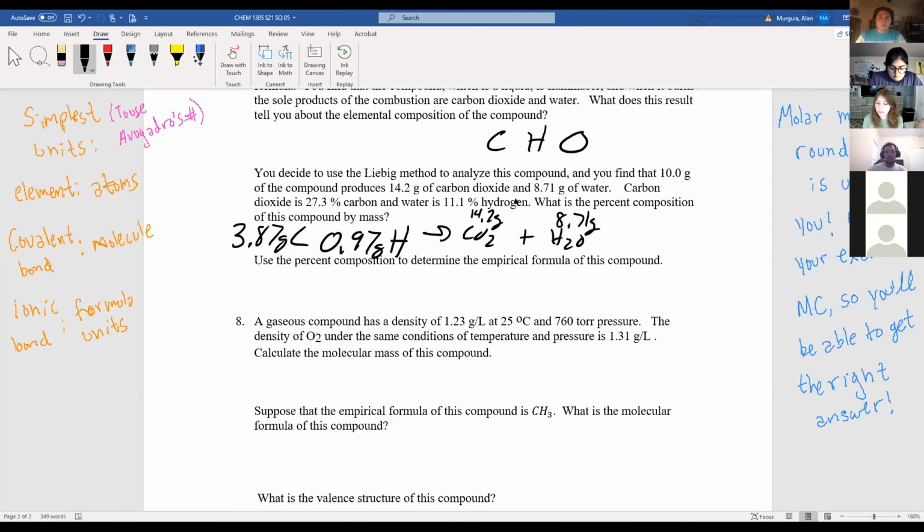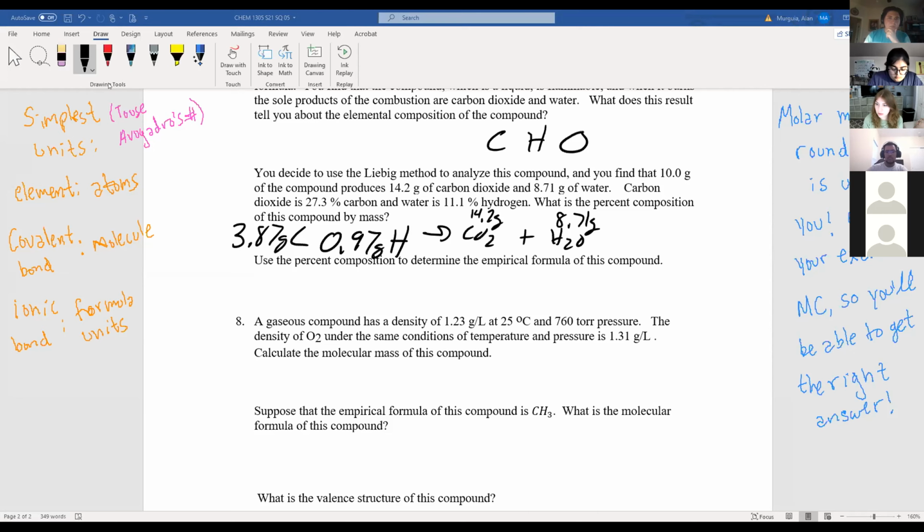So now that we have this, we need to add this up first in order to get the total mass, because to get the percent composition of that compound, we need to find the total to divide it by. So what is 3.87 plus 0.97? 4.84. So we get 4.84.